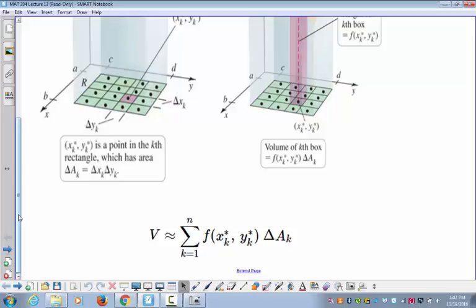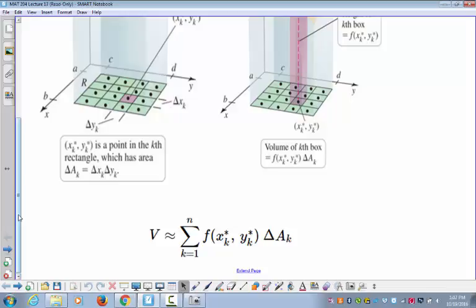Before we go to the next slide, we're going to call this little area element, the kth rectangle, delta A sub k. That's the area of the kth rectangle, and we can turn that into delta x sub k times delta y sub k. The width of the kth rectangle is delta x sub k, and the height of the kth rectangle is delta y sub k. Each one of those rectangles fits in this mold, where you think of the area of the rectangle as change in x times change in y. So, all the way through.